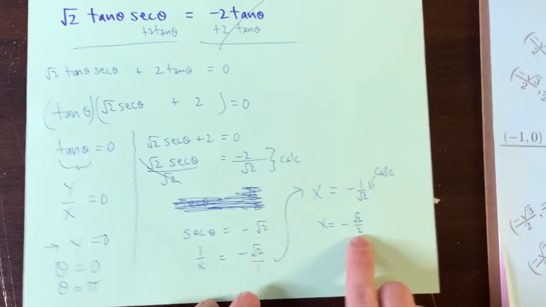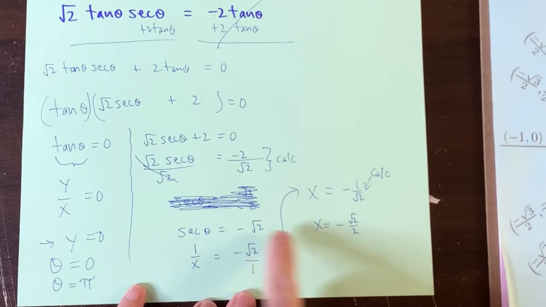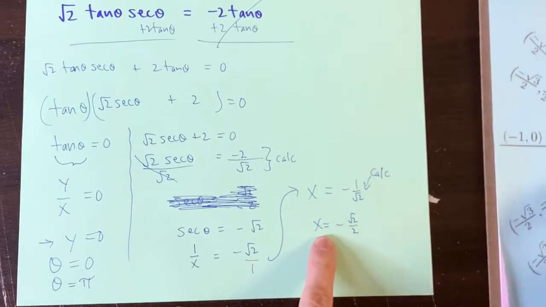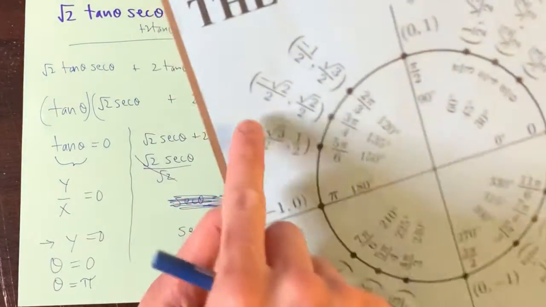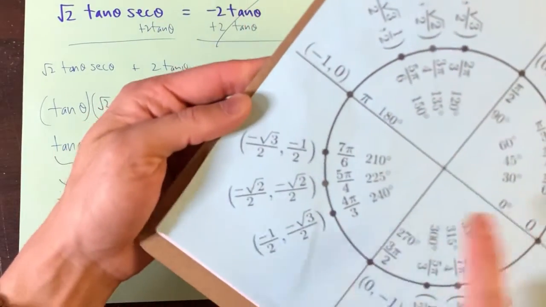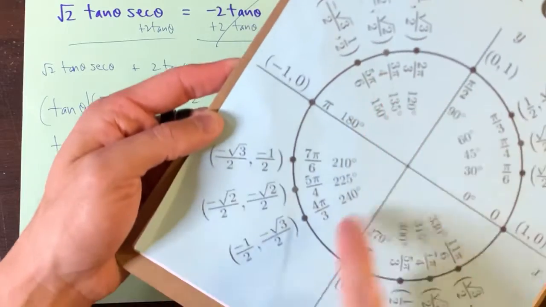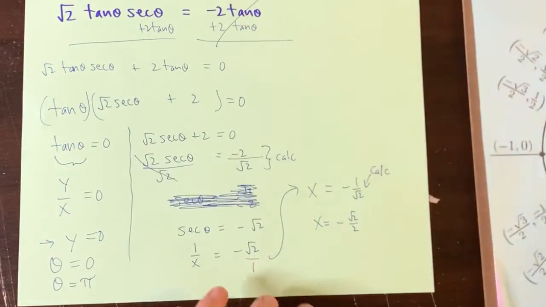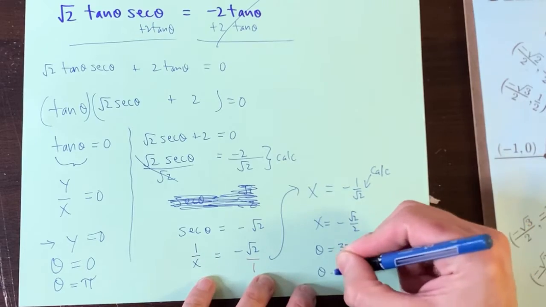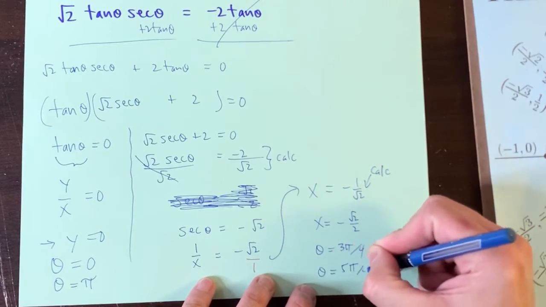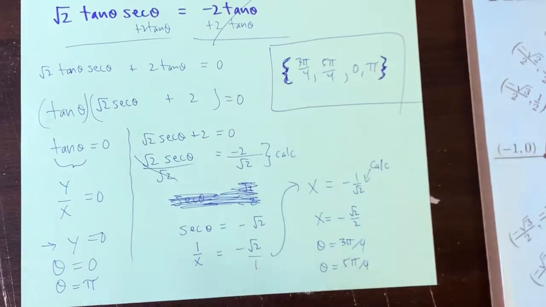And this is good, because this is going to tell us about theta, yeah? So where on the unit circle do you see x coordinates that say that? I see it there, and I see it there. So that would be 3 pi fourths and 5 pi fourths. So altogether, these 4 angles give us our final answer.